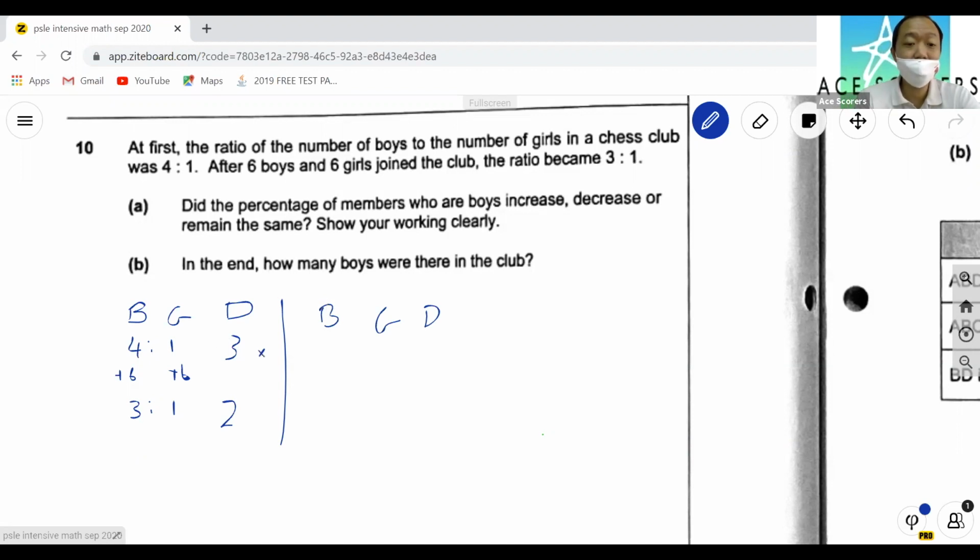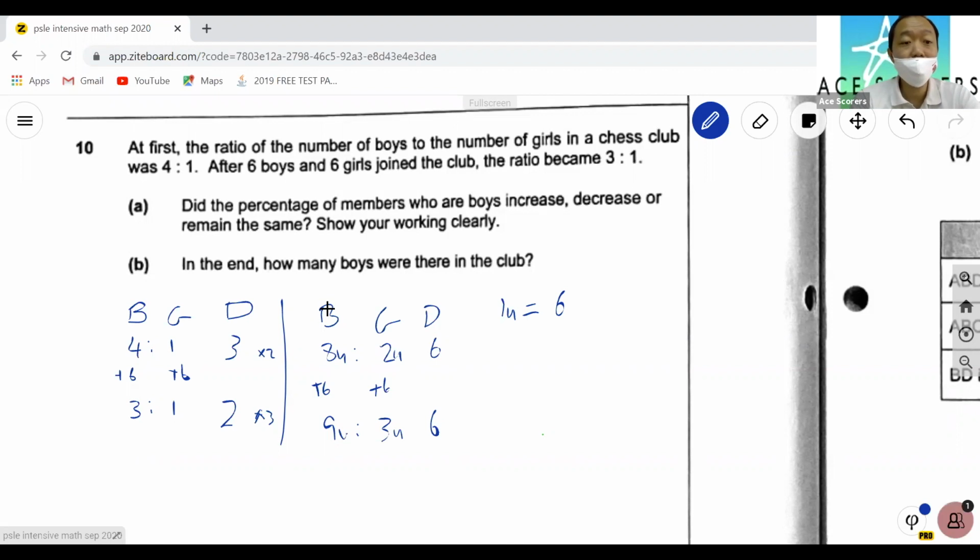So this one times 2, this one times 3, right? So we get 6, and we get 6. So times 2 we get 8 is to 2. And then here becomes 9 is to 3. Still plus 6, plus 6. From here I can tell, you see here 2 units, 3 units, 8 units, 9 units. So 1 unit is equal to 6, because can you see 2 units plus 6 become 3 units? So 1 unit is 6.